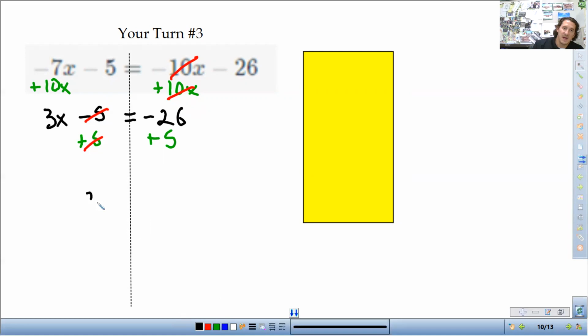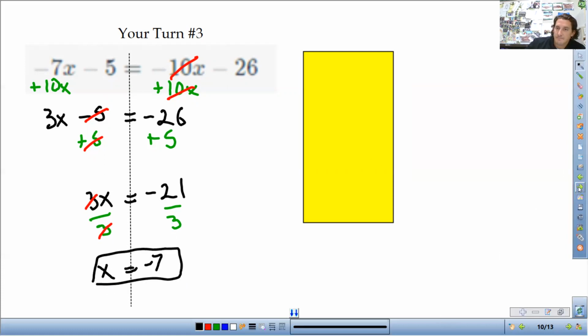You get 3x is equal to, so negative 26 plus 5, again, think of this on the number line. Negative 26 is way to the left of 0. When we add 5, we're going to get closer to 0. So negative 26 plus 5 is negative 21. Then I'm going to divide by 3 to eliminate the 3. So times 3 divided by 3 cancels out. I get x is equal to negative 21 divided by 3, which is negative 7.